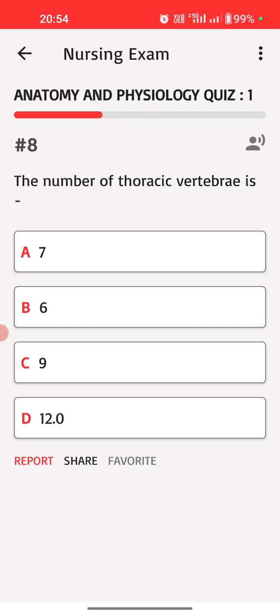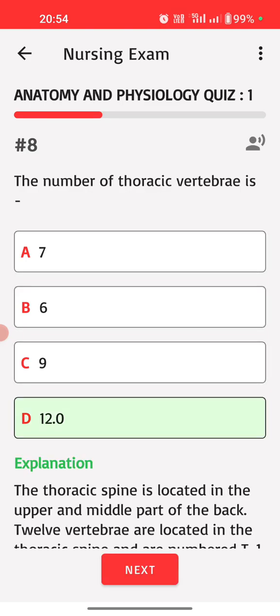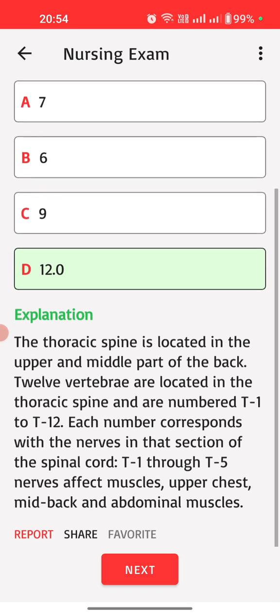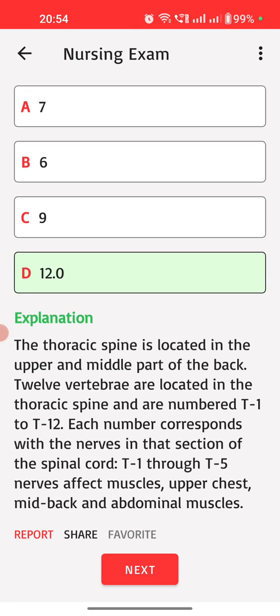The number of thoracic vertebrae is. A. 7, B. 6, C. 9, D. 12. Correct answer. The thoracic spine is located in the upper and middle part of the back. 12 vertebrae are located in the thoracic spine and are numbered T1 to T12. Each number corresponds with the nerves in that section of the spinal cord. T1 through T5 nerves affect muscles, upper chest, mid-back and abdominal muscles.